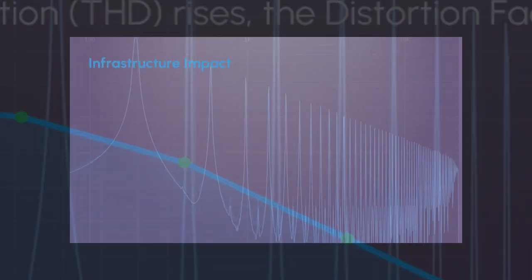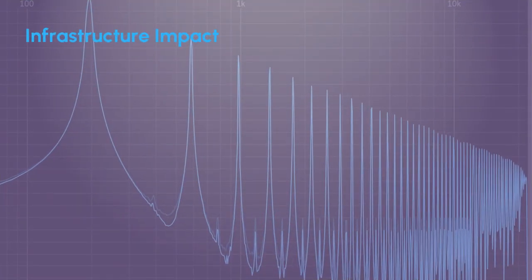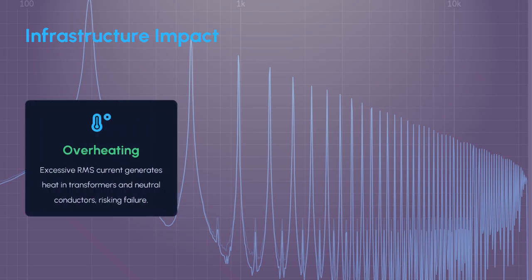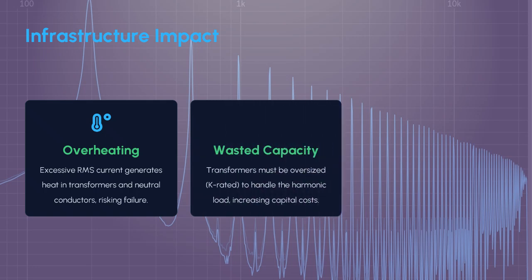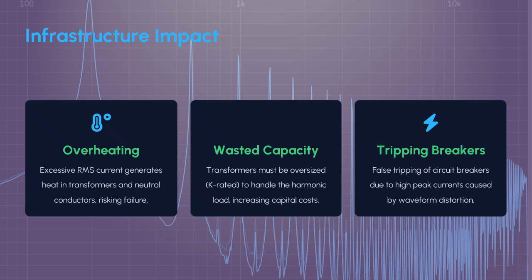Infrastructure impact. The consequences in the field are tangible. This excess RMS current generates significant heat in transformers and neutral conductors, risking equipment failure. It forces you to oversize your infrastructure, buying oversized transformers just to handle the waste, and can lead to nuisance breaker trips caused by high peak currents.